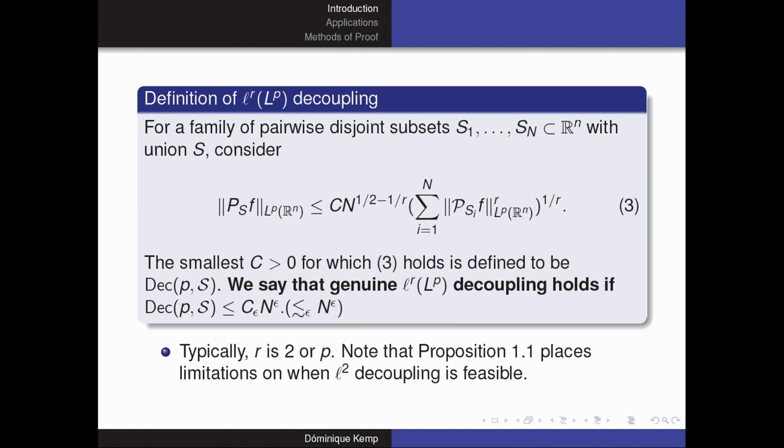And concerning the C, we allow there to be at most n epsilon dependence there. And whenever this inequality holds, that is definitively LR-LP decoupling. Typically, R is 2 or p. And so when R is 2 in particular, we're calling that little l2 decoupling. Any questions? Okay.